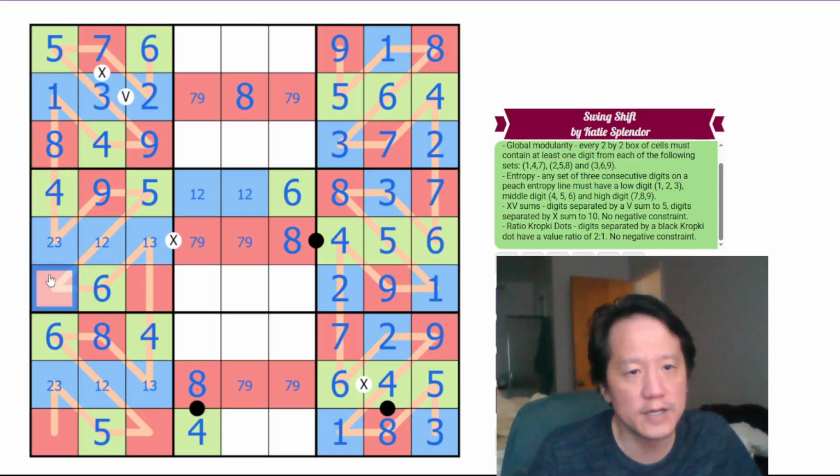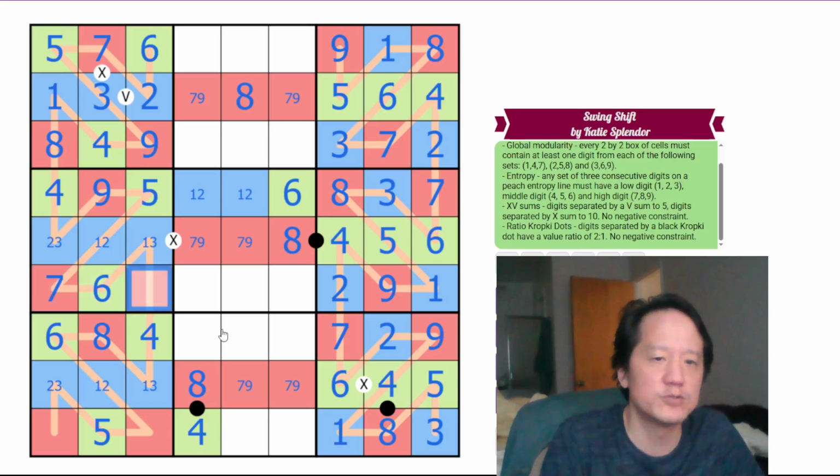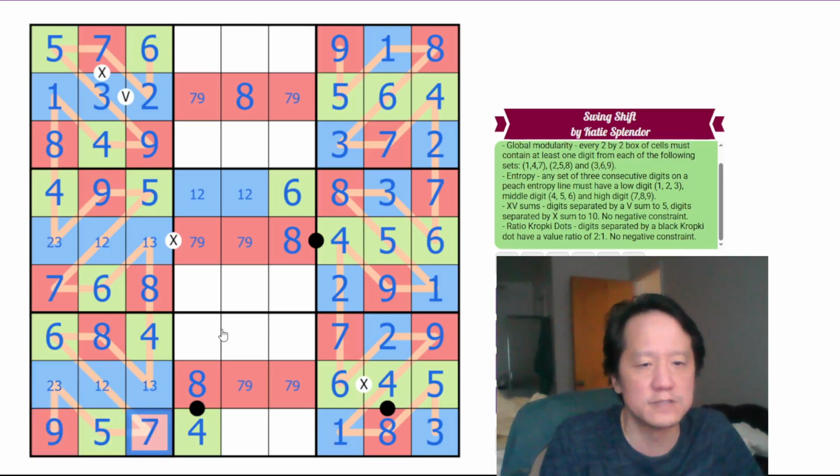8 and 9 cannot both be here. So this is 7, which makes this 8. This 7 eliminates 7 here. It can't be 8. This is 9. This is 7.